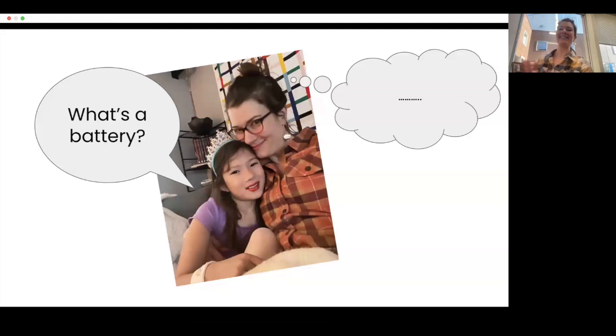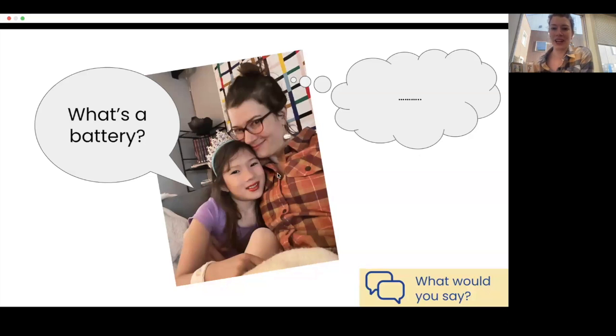And this is just an example from life where I found myself doing some of this work and trying to use knowledge transfer. My daughter asked me what a battery is. What's a battery? I sort of know, but I didn't know how to answer that question right away. So I think about what you would say.